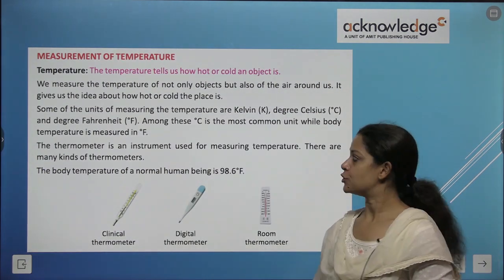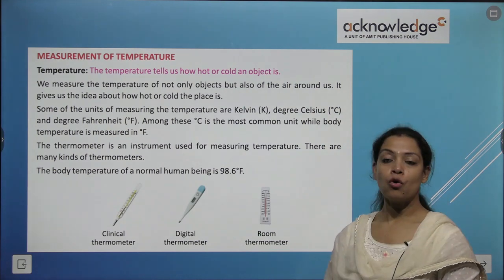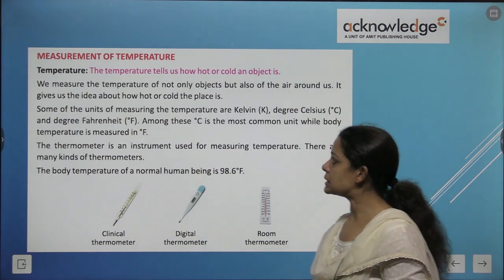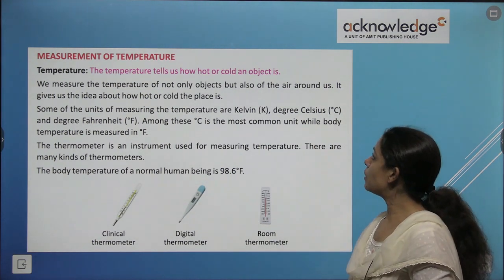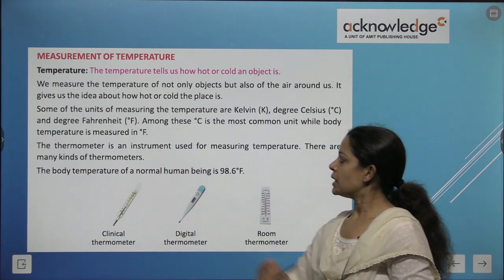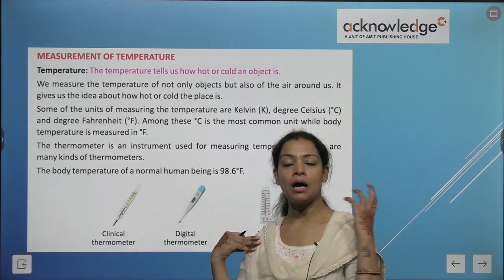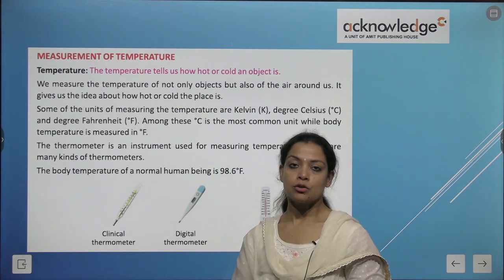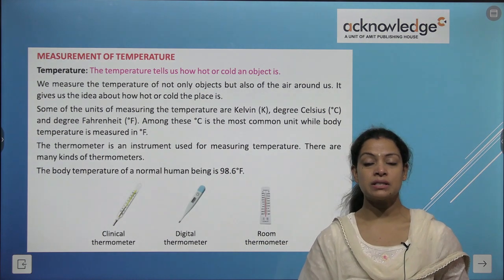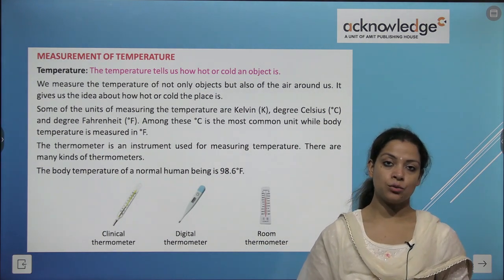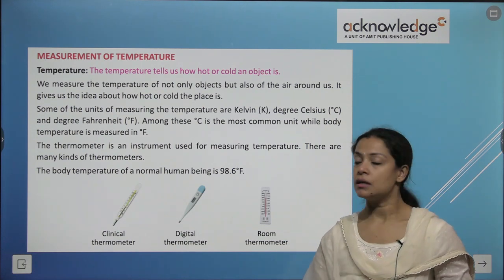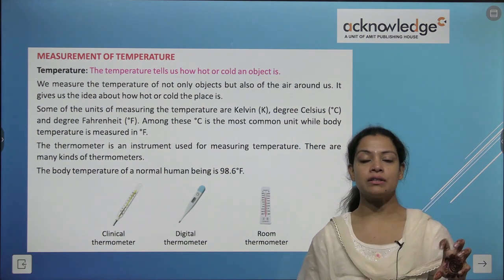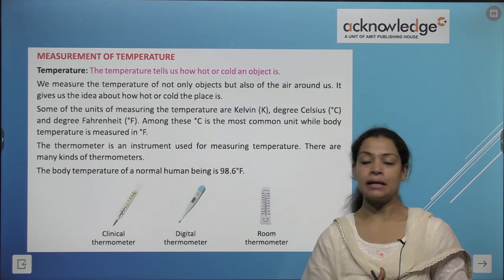Measurement of temperature. So temperature tells us how hot or cold an object is. We measure the temperature of not only object but also of the air around us. It gives us an idea about how the temperature is outside. So temperature, when in summers we say na, आज 42 degree centigrade हो गया. In winters we say today it's -2, -3 in cold areas. So this is the temperature we record about the air around us.